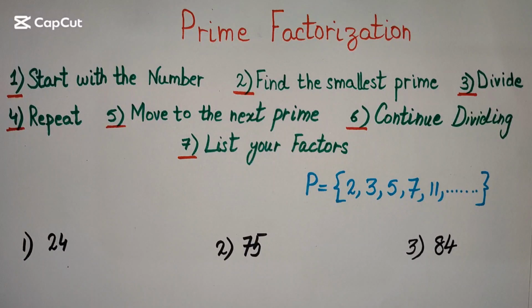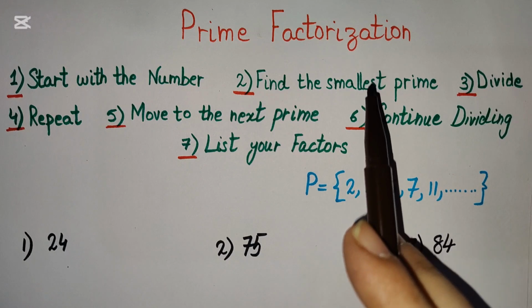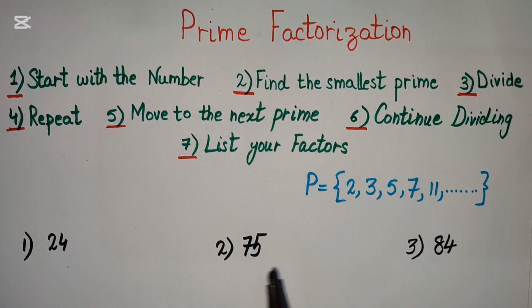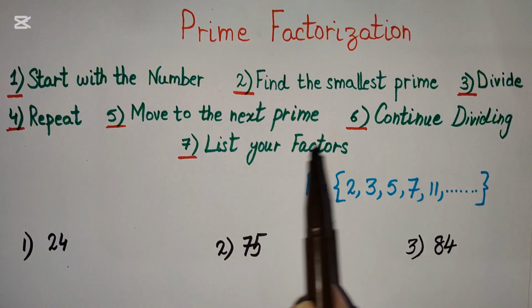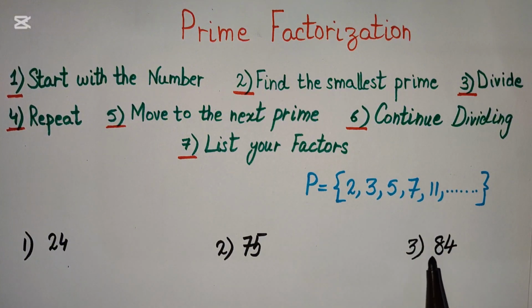Hi everyone, in this video I am going to tell you what is prime factorization and how to find the prime factors of any number. We have to follow these 7 steps when we are finding the prime factors of any number. Look at this. First example is 24.